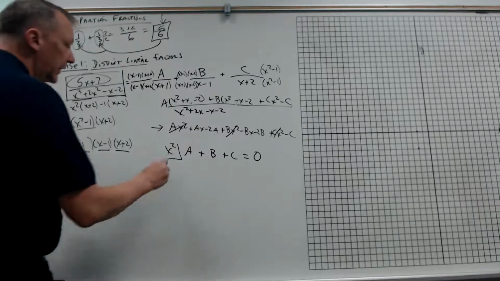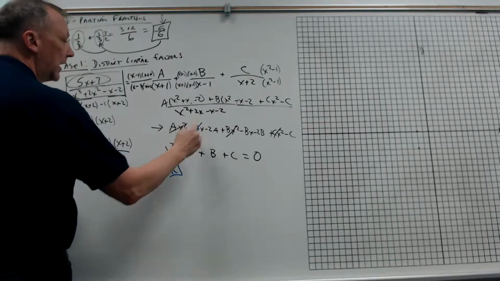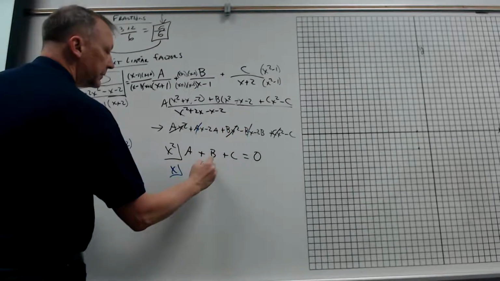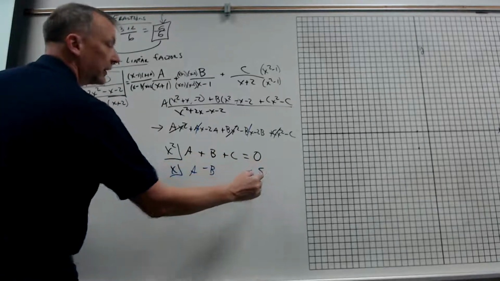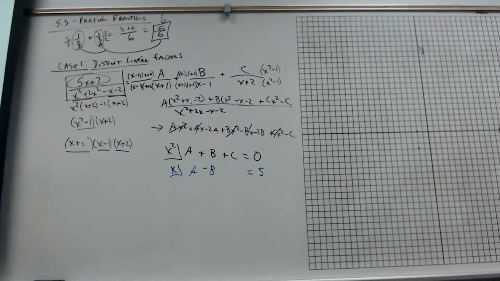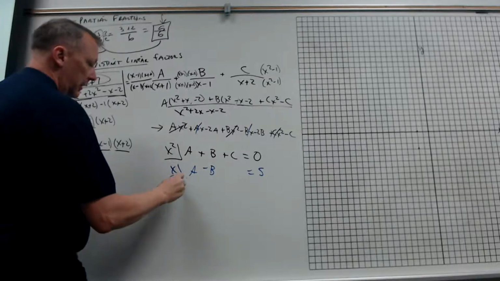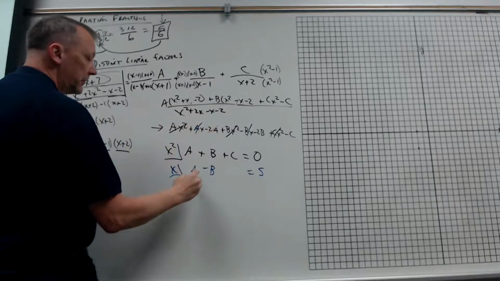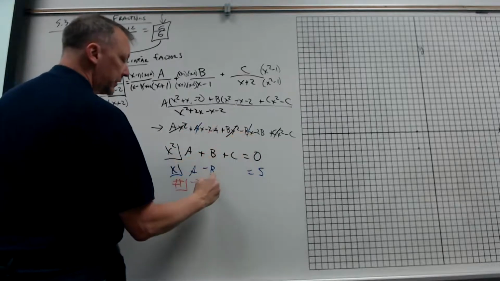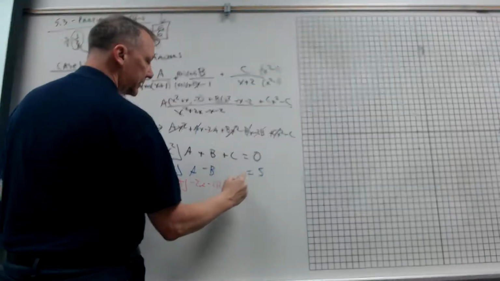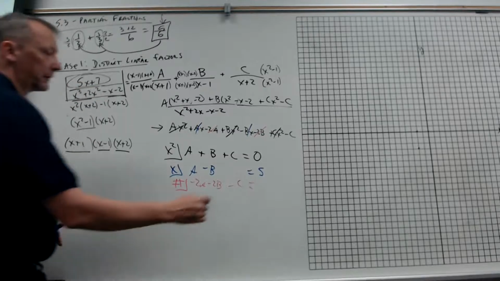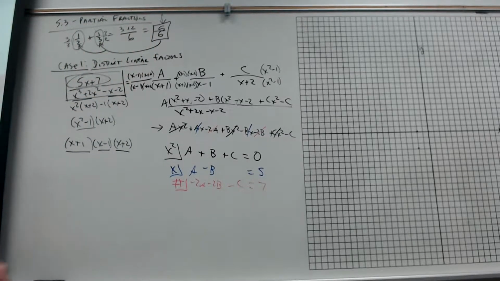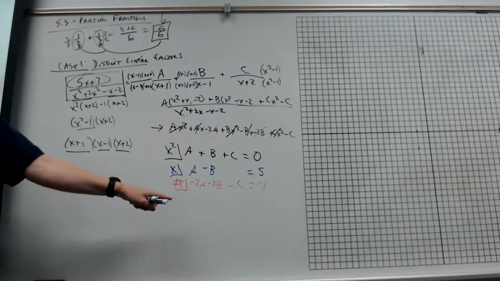Now I'm going to take my x terms. This is going to be A minus B equals, in this case, 5. And then finally, I'm going to take my number term, which is going to be negative 2A minus 2B minus C. What does that have to equal for my number term? 7. Okay? All right, now I've got 3 equations, 3 unknowns.